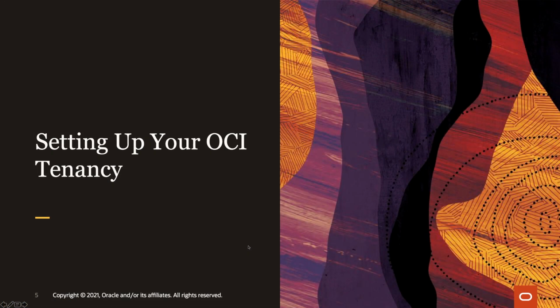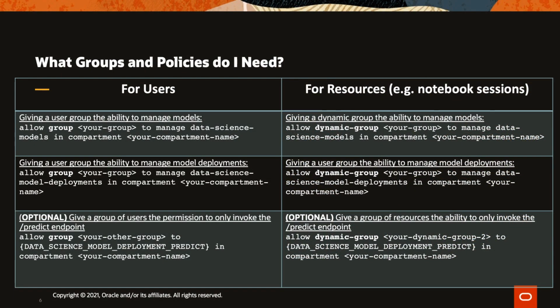So you may need to add some configuration to your OCI tenancy before you can use model deployment. So here I'm going to go through some of the policies that you may need to add to your tenancy to get started. I'm going to highlight a series of policies depending on whether it's users or resources that we're going to control the model deployment resources. So in the left column here is if you want users of the service to create deployments and invoke the endpoint. And on the right hand side is for resources, for example, in this case, notebook sessions. Whoever has access to a particular resource can then take the identity of that resource and create model deployments or manage them or even invoke that model deployment endpoint.